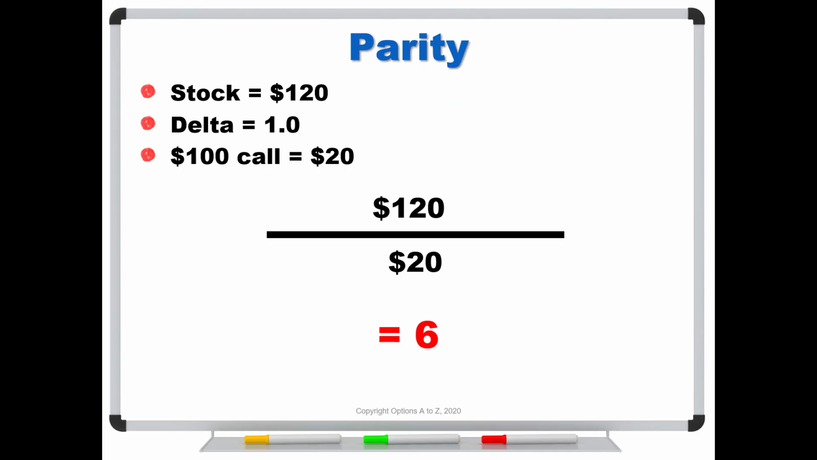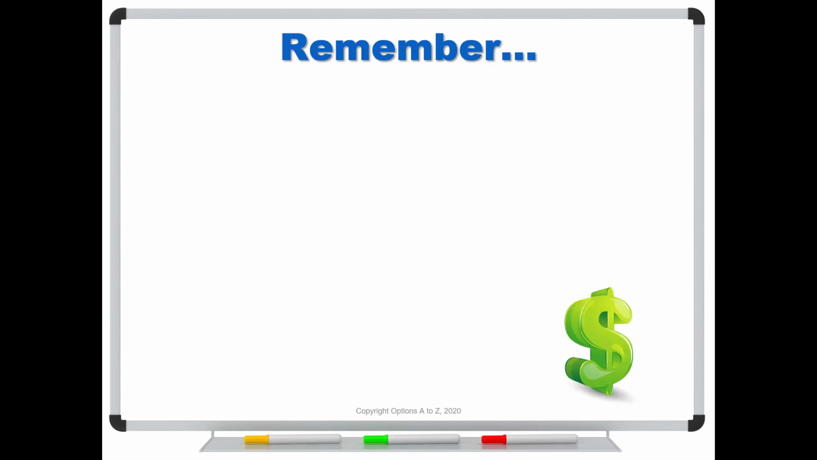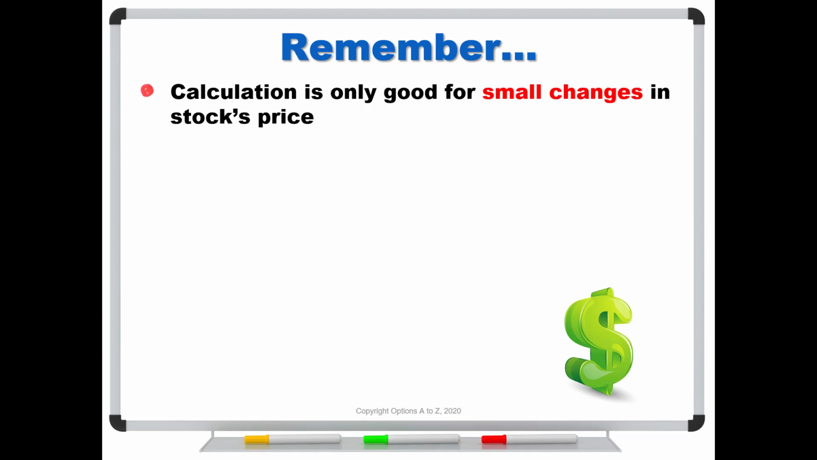So once again, the only time that the gearing measure is meaningful is if you absolutely know the delta. And that's why most professional traders are going to just automatically turn to the elasticity formula. So remember, any type of calculations that you see like this, especially when they involve the Greeks, delta, gamma, theta, are only good for small changes in the stock's price.